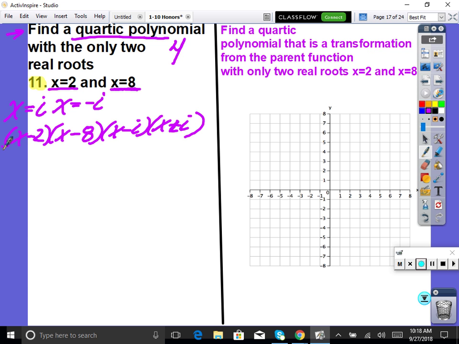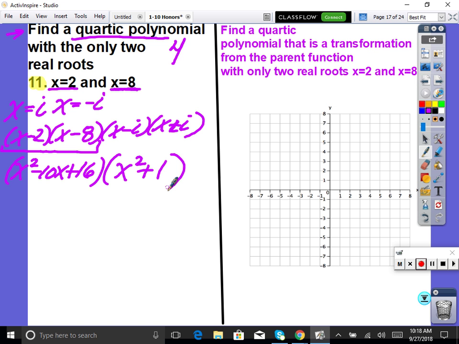So now we're going to multiply these 2 together, combine like terms, which would be x squared minus 10x plus 16. Then we're going to multiply these together, so we would get x squared plus ix minus ix, and then minus i squared, which would be plus 1. And now we would distribute this through, so we'll have x to the 4th plus x squared minus 10x cubed minus 10x plus 16x squared plus 16.